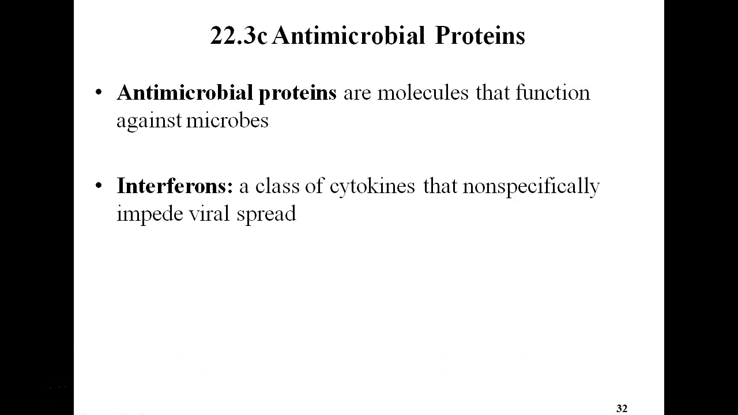In addition to our white blood cells, that is our leukocytes that we just talked about, we have antimicrobial proteins. And these are, as the name says, molecules that function against microbes. These are going to be components of the innate immune system that fight these microbes. Another example is an interferon. An interferon is a class of cytokines that non-specifically impede viral spread. They complement the other antimicrobial proteins.